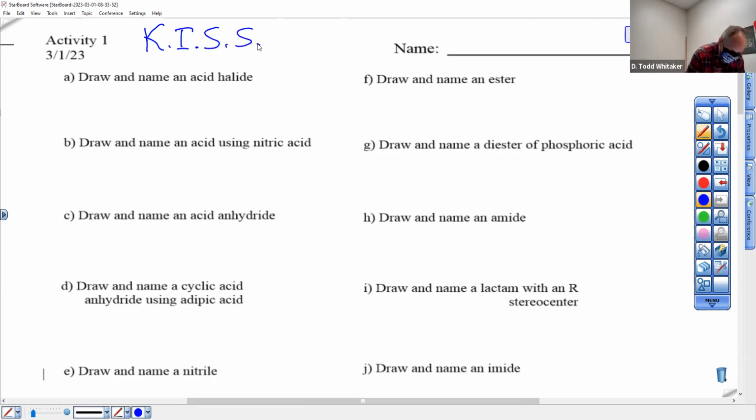K-I-S-S. Now, you're not going to get me in trouble for writing out what this means, because I'm trying to help you. Anybody know what it means? She said it. Yes, James Carville was advising Bill Clinton for his re-election, I believe. And his advice to him was, keep it simple, stupid.